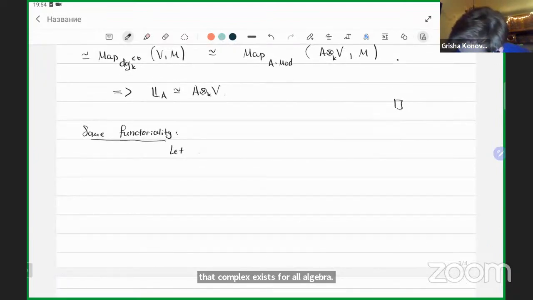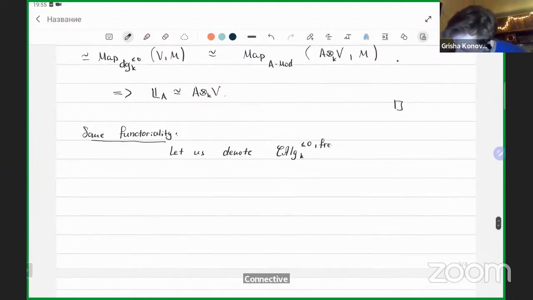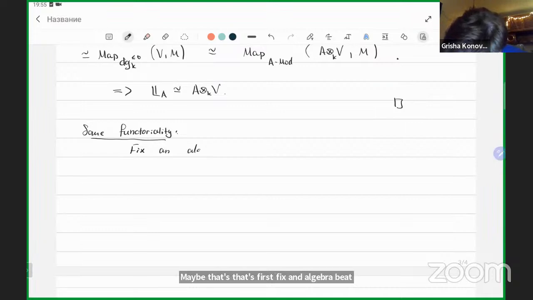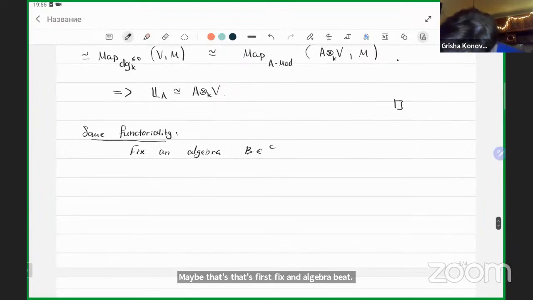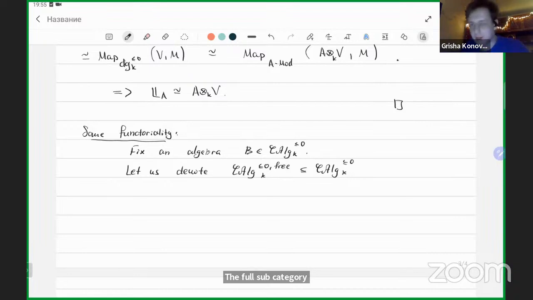So let us denote, maybe let's first fix an algebra B. And let us denote C-alg connective and free, the full subcategory in the category of connective differential graded algebras spanned by free algebras.